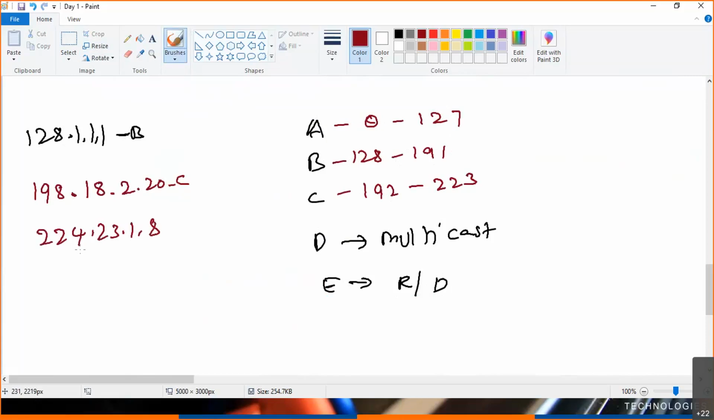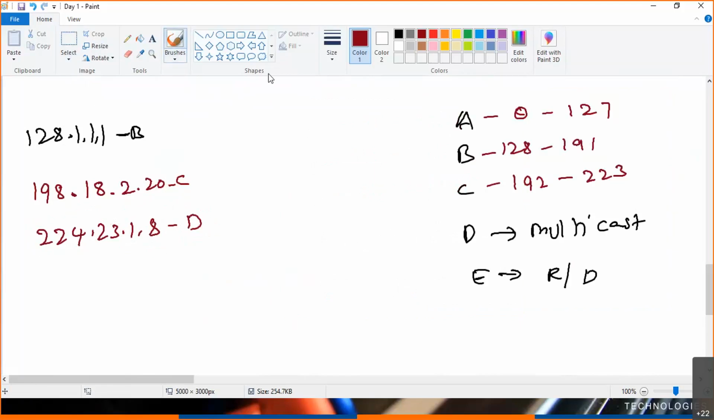224.23.1.8. Class D. So these IP addresses are reserved for multicasting, right? Yesterday we clearly discussed how to do the calculations, right? Ranges. All the range classifications are done based upon what?